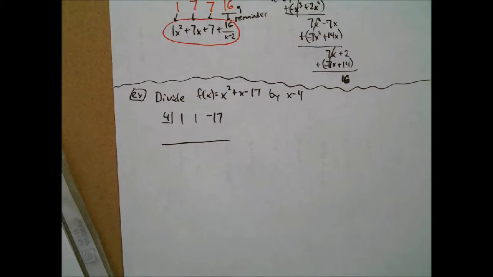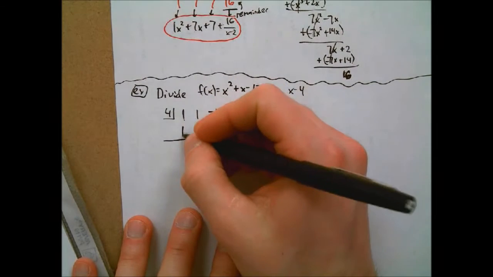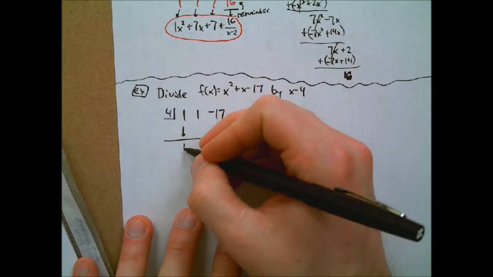Very good. And then Logan, how do I start this thing off? What do I do first? Then bring down the 1. Bring down that first 1. You can draw the arrow if you want to, or you can just put the 1 there. It's your choice.